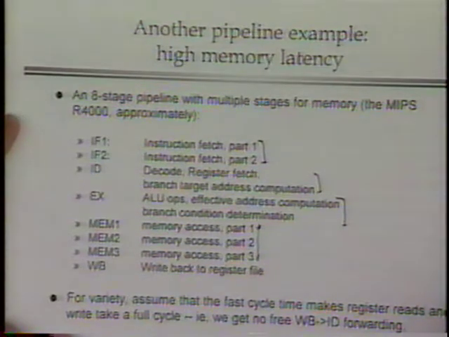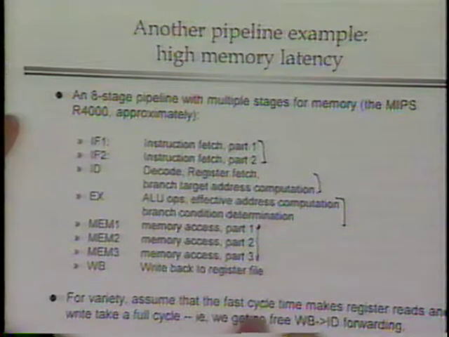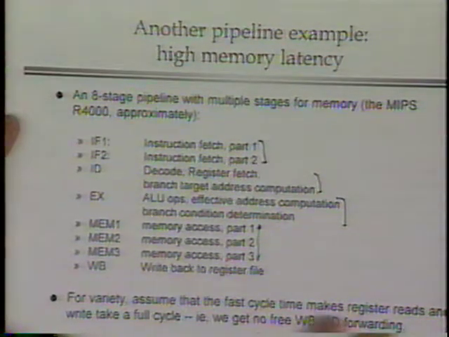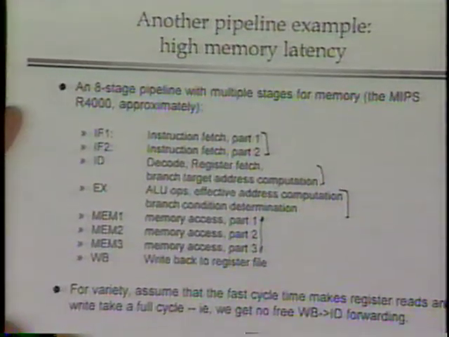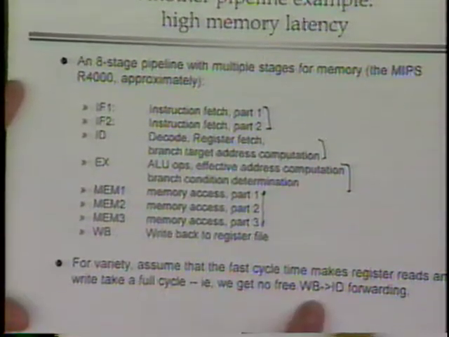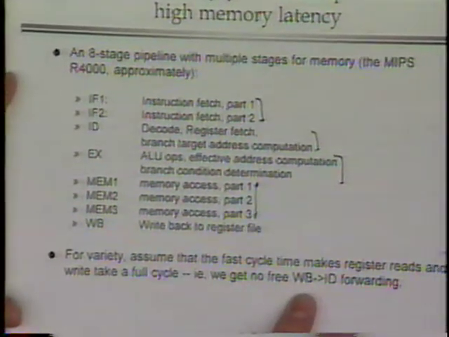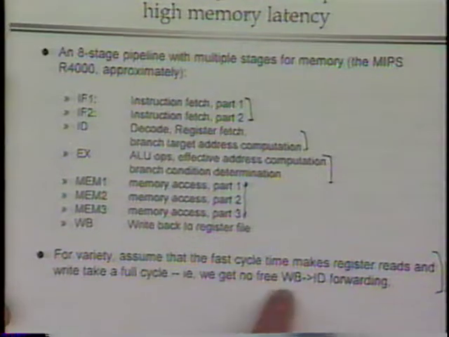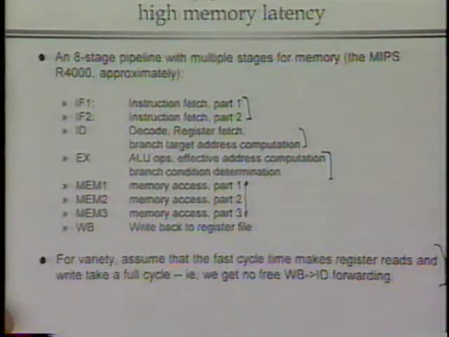Because of that, let's assume that our register file can't be as clever as it was, that in fact, when you write a result to the register, it's not available in the same cycle to another instruction. In fact, you have to wait for the following cycle to get the register data out. So we're not getting any write back to ID forwarding for free.